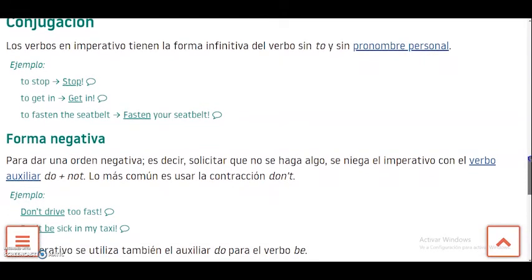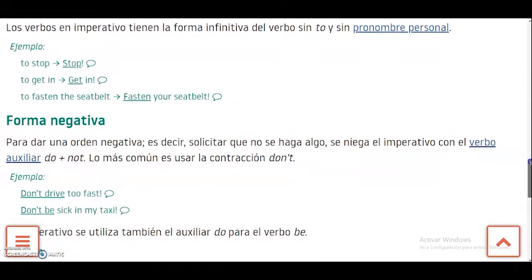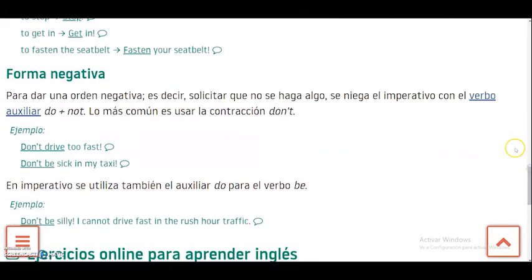Para dar una orden negativa, es decir, solicitar que no se haga algo, se niega el imperativo con el verbo auxiliar do not. Vamos a verlo. Lo más común es usar la contracción don't. Ejemplo. Tú no dices, you don't drive too fast. No, this is don't drive too fast. Don't be sick in my taxi.